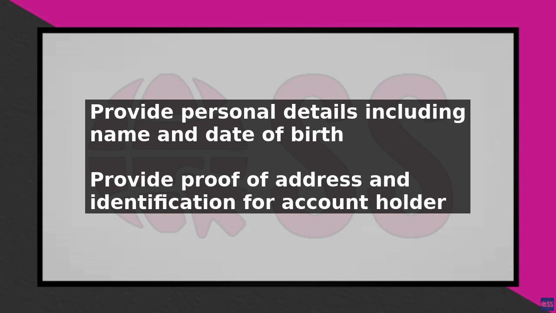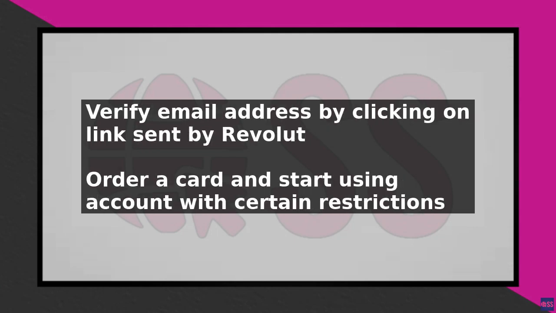You will then be asked to provide proof of address and identification for the account holder. After you have provided all the necessary information, you will need to verify your email address by clicking on the link sent to you by Revolut. Once your account is open, you can order a card and start using your account.